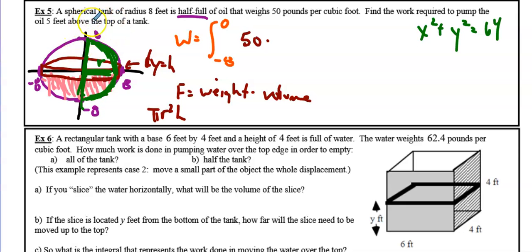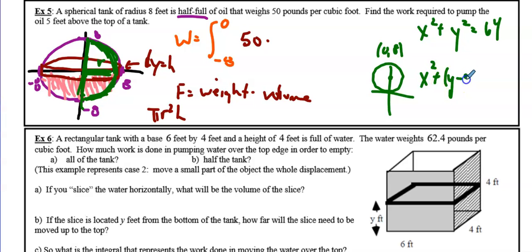Because that's the equation of a circle with a radius of 8 at the center of the origin. If I had moved the circle up to here, the radius would still be 8, but our center would be at (0, 8). So we would have to have the equation x squared plus (y minus 8) squared is equal to 64.